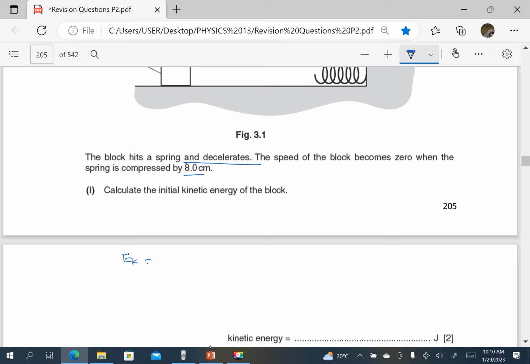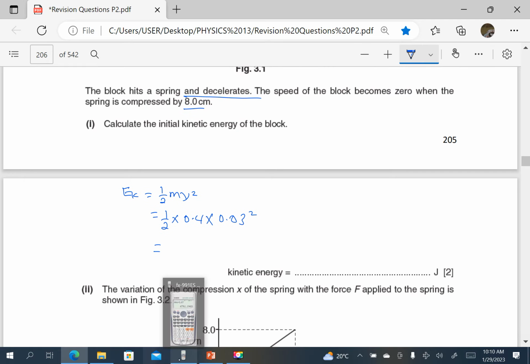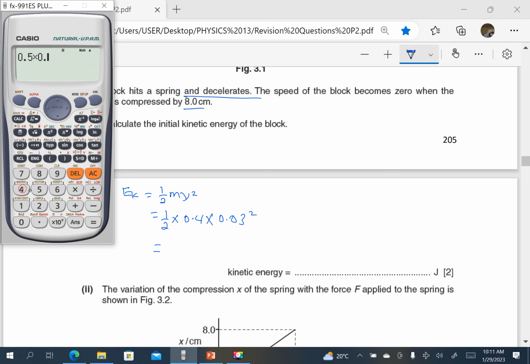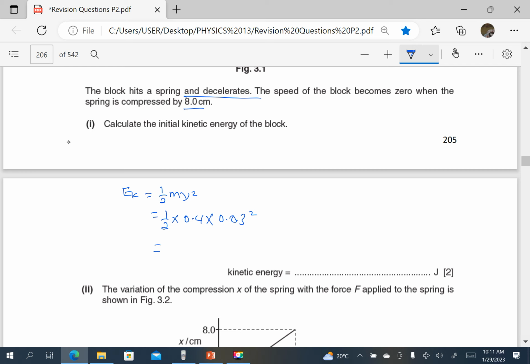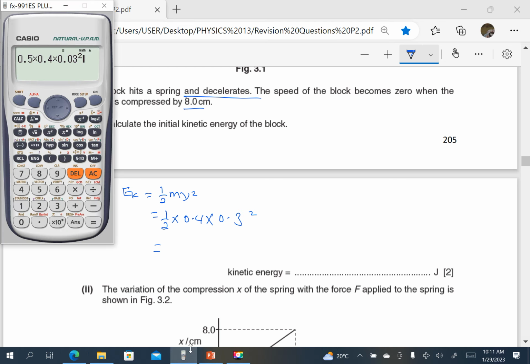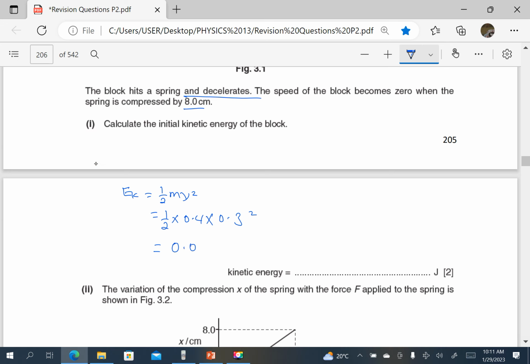So we know kinetic energy Ek is equal to 1/2 m v squared. So this is 1/2 times the mass. The mass of the block is 0.4. And of course, its speed is 0.3, and this is squared. So we just press this in our calculator. 1/2 times 0.4 times 0.3 squared. Sorry, it is 0.3, not 0.03. So that is 0.018, or it is 1.8 times 10 power negative 2 joules.